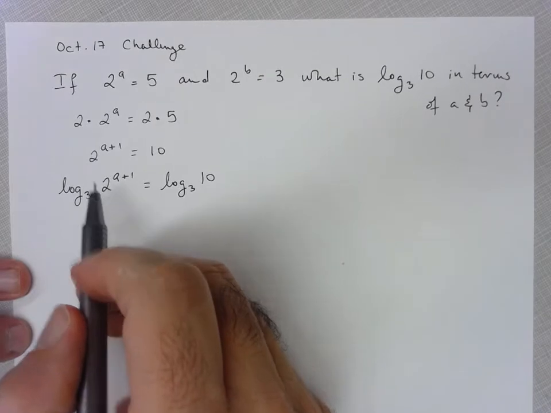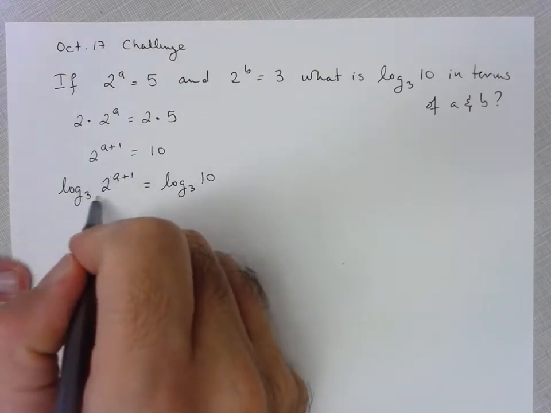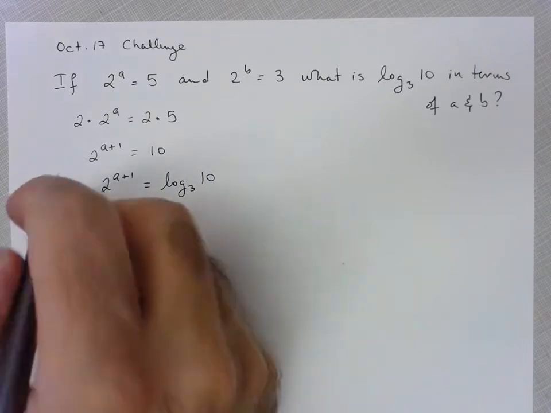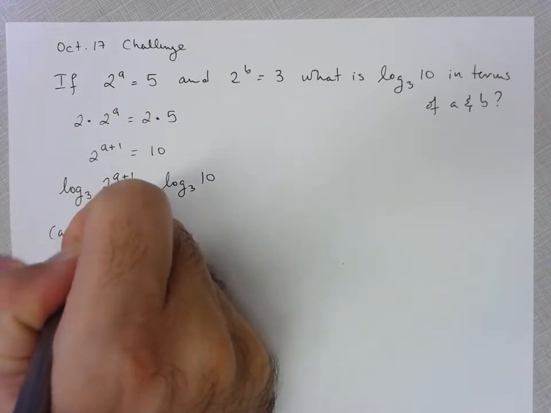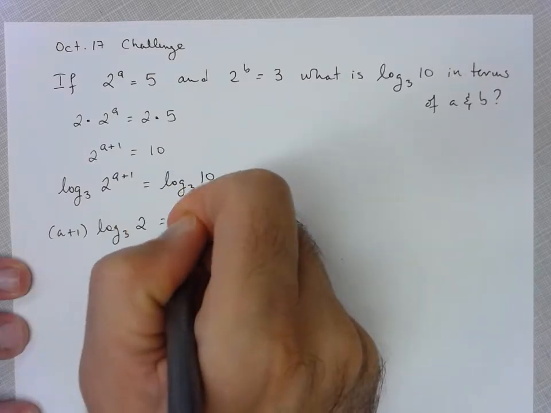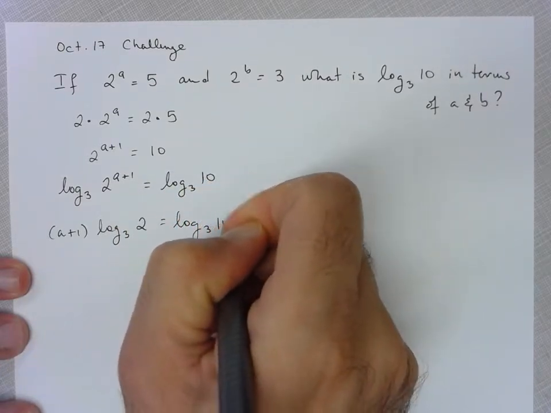Okay, so I think what I'm going to try to do is see if I can isolate this log base 3 of 2, which I can by using the ski slope rule. So I'm going to bring down that a plus 1. Okay, so I'm left with log base 3 of 2, on the other side, still log base 3 of 10.